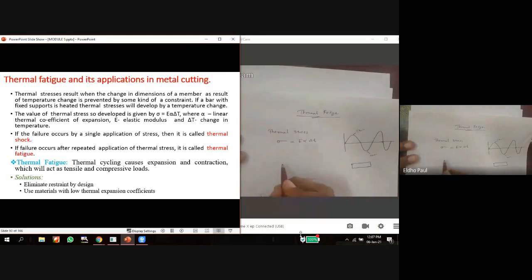So this is my body and I fix this end of this body. I change the temperature from T1 to T2. Is there any thermal stress in this body? Anyone? Is there any thermal stress in this body?